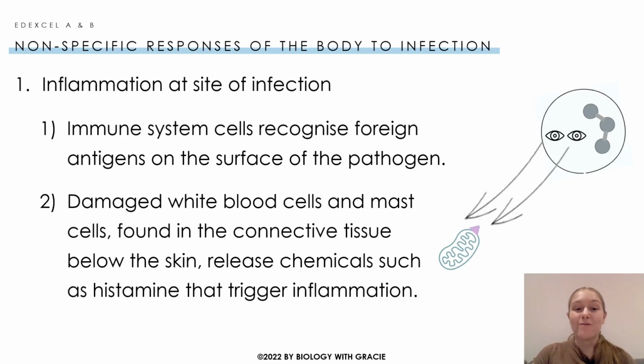This process involves the immune system cells recognizing the foreign antigens on the surface of the pathogen. So if you've seen my previous video on immunology, we talked about antigens and antibodies there, and how immune cells actually recognize those foreign antigens on the surface of pathogens, and this is what kicks off the immune response. So next, after they've been recognized, these damaged white blood cells and mast cells, which are found in the connective tissue just below the skin, are able to release chemicals such as histamine, and this chemical triggers inflammation.